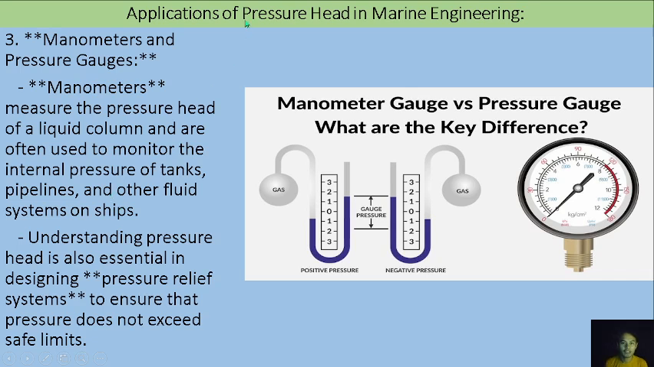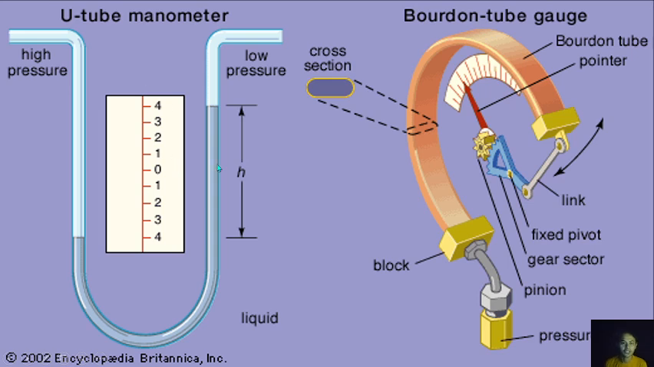Okay, another application of pressure head is for our manometers and pressure gauges. Manometers measure the pressure head of a liquid column and are often used to monitor the internal pressure of tanks, pipelines, and other fluid systems on ships. Also in the parts of our engines, manometers are also used. Okay, so this is a U-tube manometer, and this is a Bourdon tube gauge or pressure gauge.